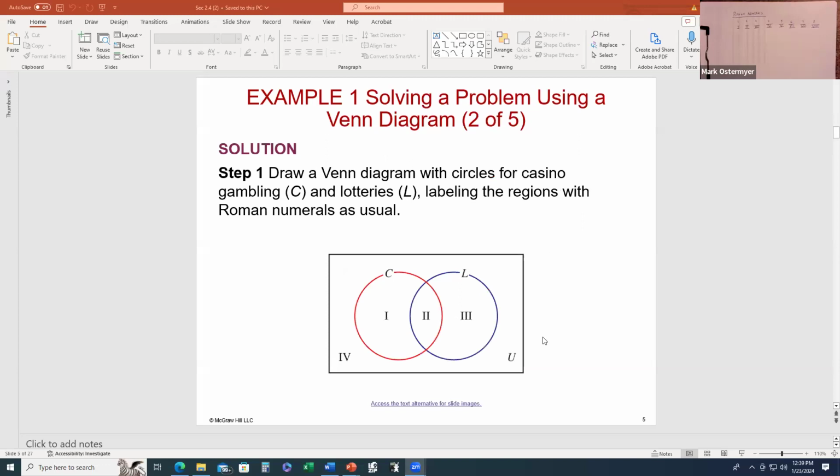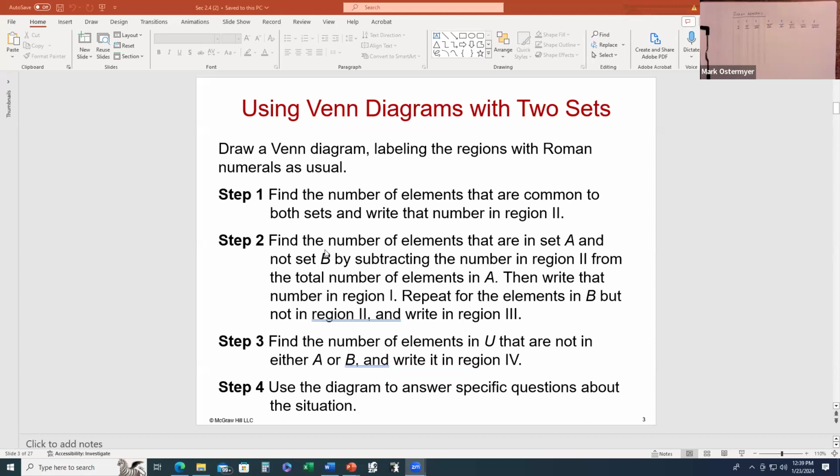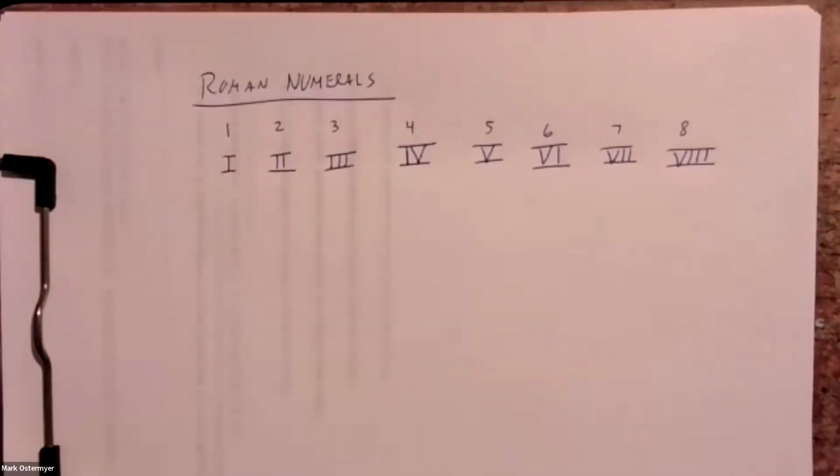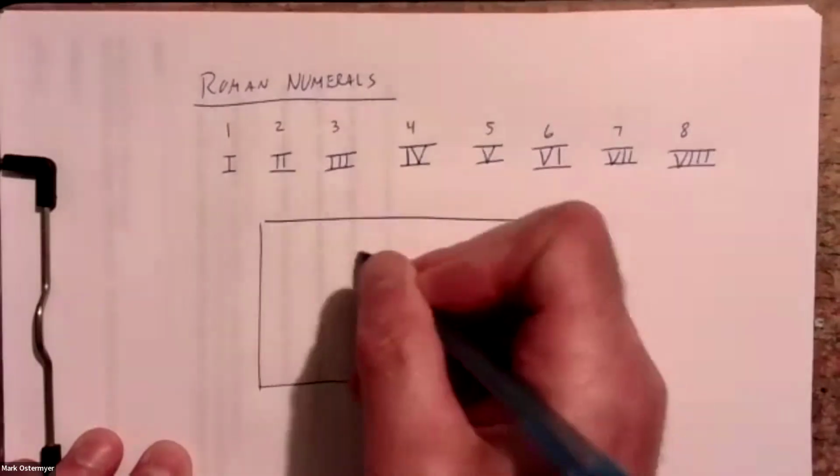All right, so let's take a look here. Now, the number of elements that are in set A and not in set B, by subtracting the number of... okay, so let me show you how to do this now. Two set Venn diagram.